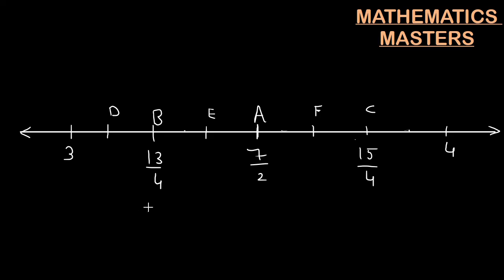Now, as we found out 3 rational numbers till now, A, which is 7 by 2, B, which is 13 by 4, and the rational number C, which is 15 by 4. Now let us find the rational number D. Now the rational number D is in the middle of 3 and 13 by 4, so it would be the average of these two. So we will find the average of 3 as well as 13 by 4. That means the rational number D would be equal to (3 plus 13 by 4) whole upon 2.